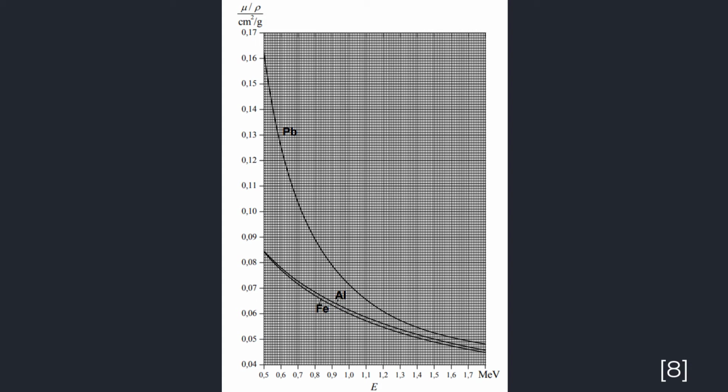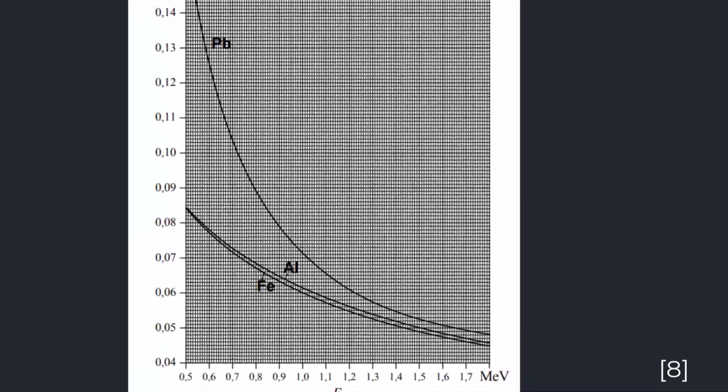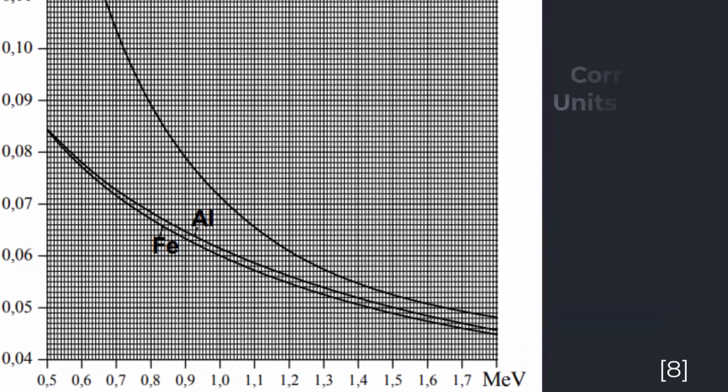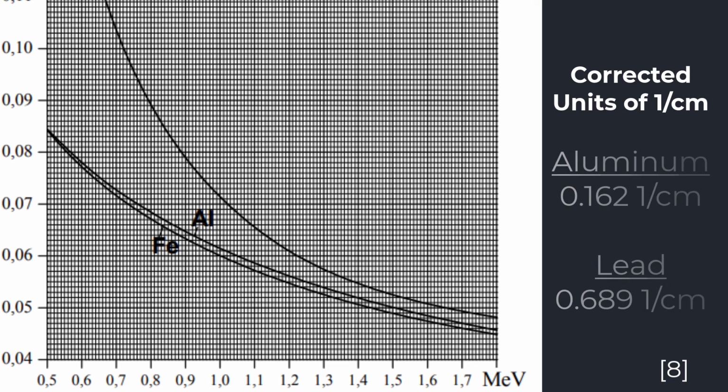This graph shows the accepted values of attenuation at different levels of emission. Our gamma radiation emission strength is about 1.1 mega electron volts. Zooming in, we can see the accepted mu values for aluminum fall around 0.162 inverse centimeters, and the accepted mu values for lead are around 0.689 inverse centimeters.